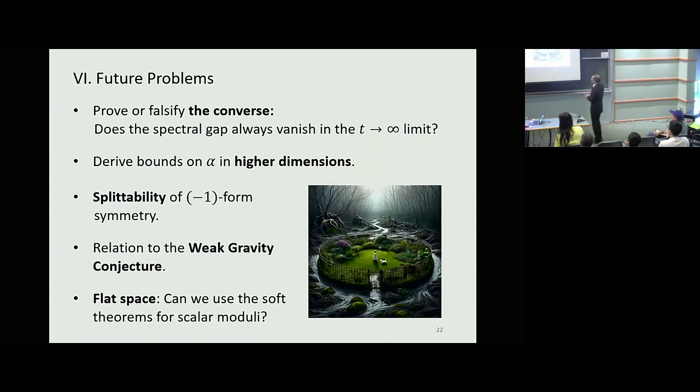Now, this distance conjecture, and in particular the property of this moduli space of the conformal manifold, is very closely related to the splittability of the -1 form symmetry, because basically what we are doing is gauging the -1 form global symmetry on the manifold. In that sense, it's related to the weak gravity conjecture, and so the relation to the weak gravity conjecture is interesting. Of course, eventually we want to extend it to flat space and de Sitter space or some accelerating universe. In flat space, maybe there is a tool, because we can consider the S-matrix bootstrap or some soft theorem for scalar moduli that potentially can be used to derive similar theorems.